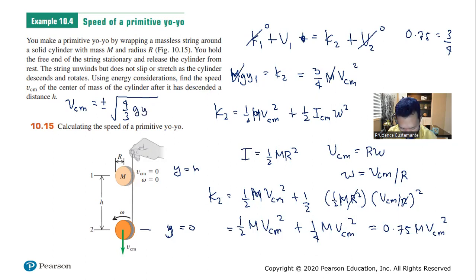times y1, which is equal to plus and minus the square root of 4 over 3 g times h. Okay, so that is the speed v center of mass at the center of the cylinder.